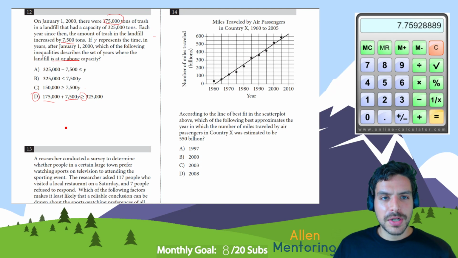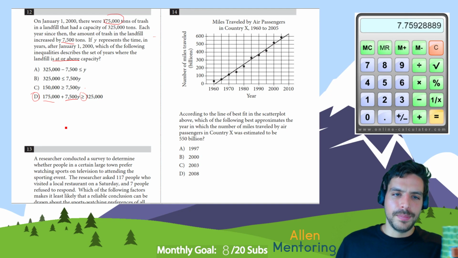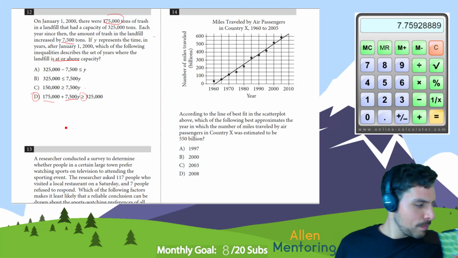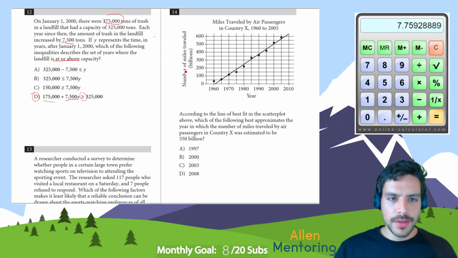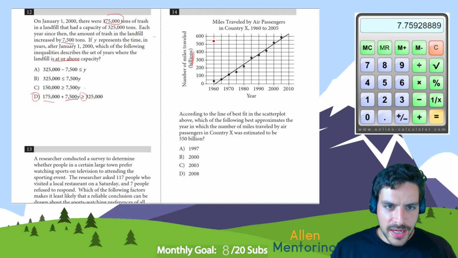All right, the last question for the stream today. According to the line of best fit in the scatter plot, which of the following best approximates the year in which the number of miles traveled by air passengers in country X was estimated to be 550 billion? Note that the Y axis here is in billions. So this is 600 billion, 500 billion. We're basically finding out where on this it equals 550 billion, which is right there. So we're going to go across.